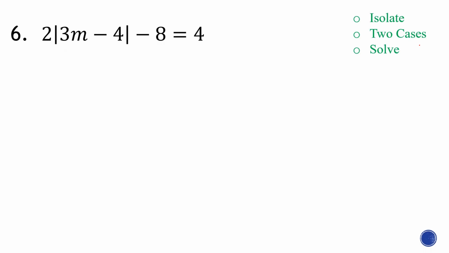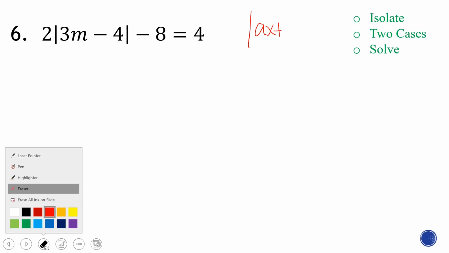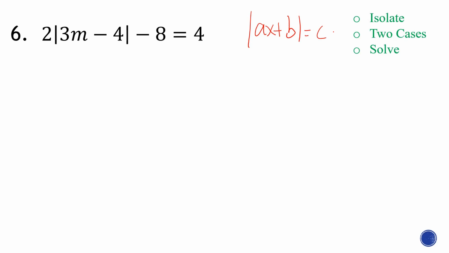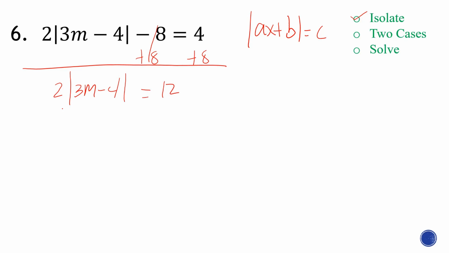Okay, so here we have the absolute value of 3m minus 4, times 2, minus 8 equals 4. Again, we need to transform the absolute value equation into this form, right? That's isolation. So that means we need to add 8. That's the first thing we will do. Okay, that's 12. Then next, divide by 2 on both sides. There you go. And that is what we want to happen.